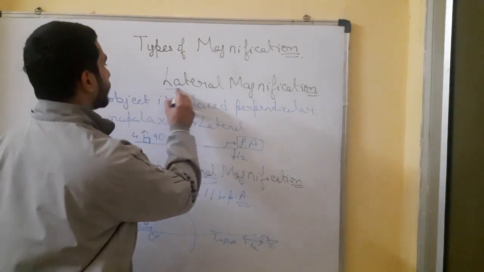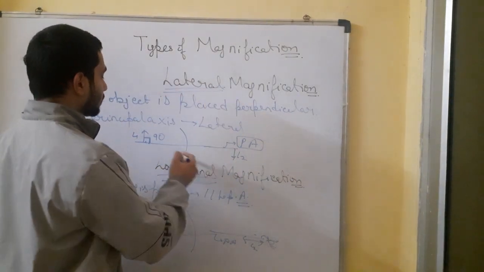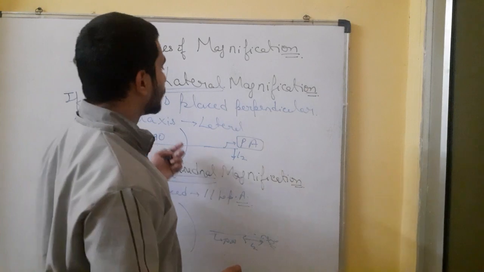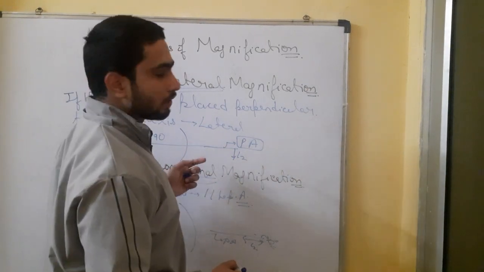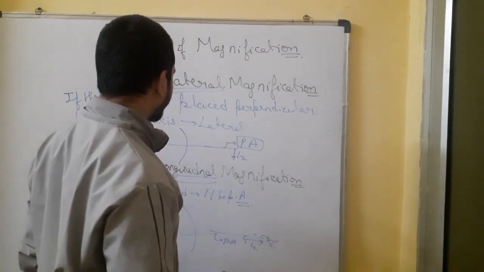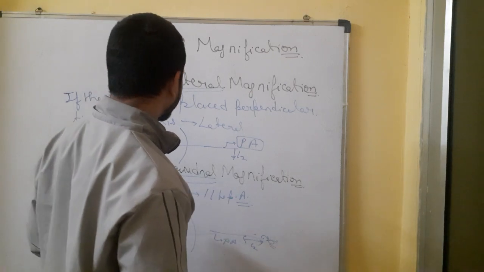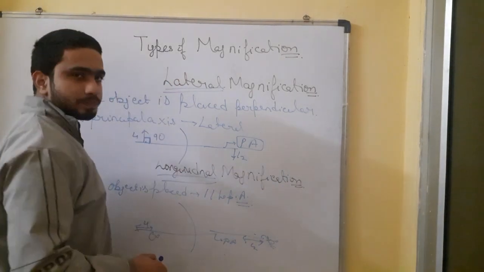And if the object and image are placed at 90 degrees to the principal axis, then we get what is called lateral magnification. So these are the two simple things which we can remember.